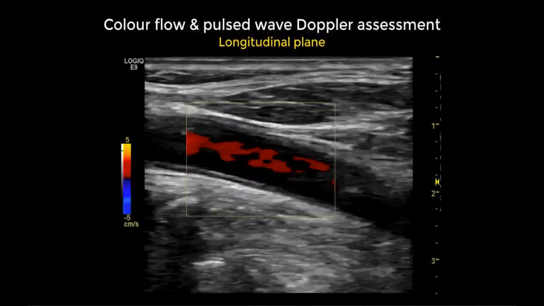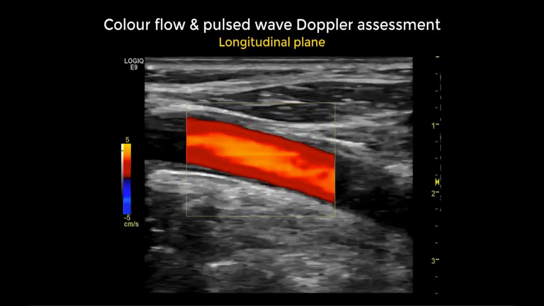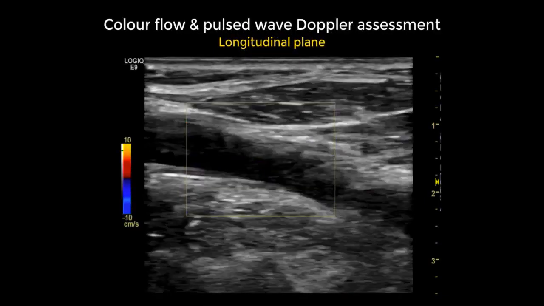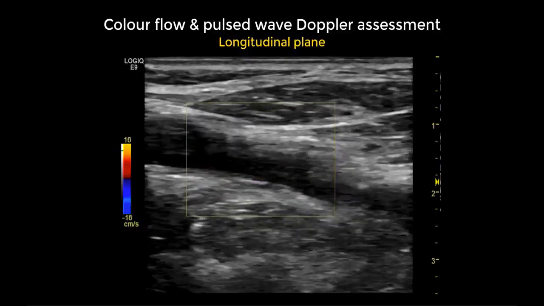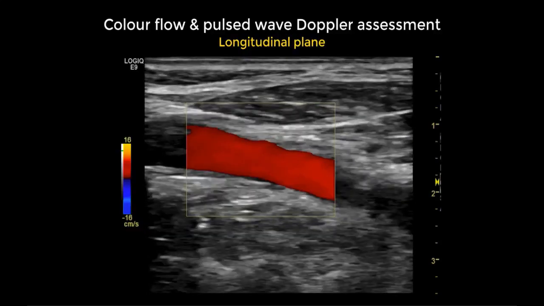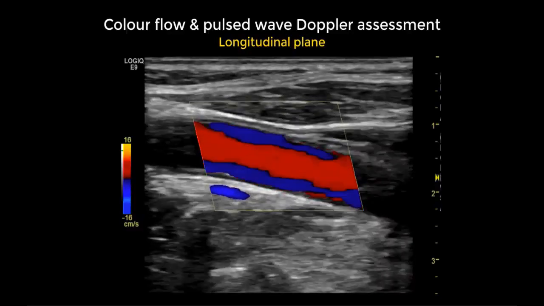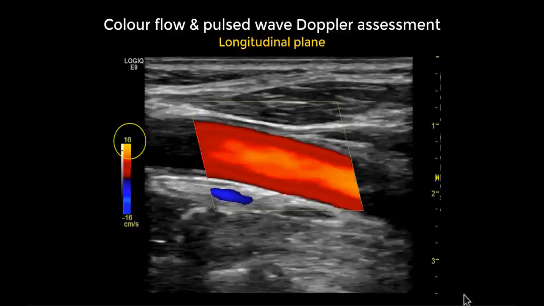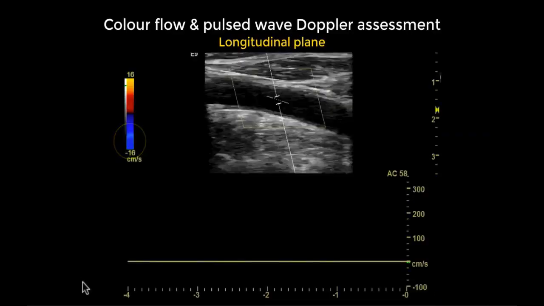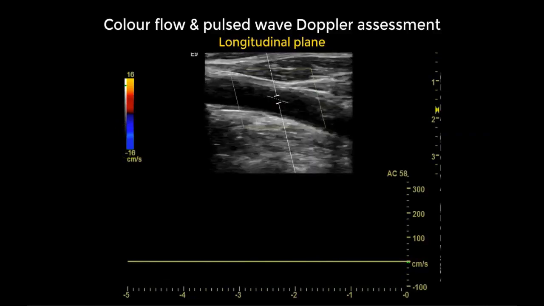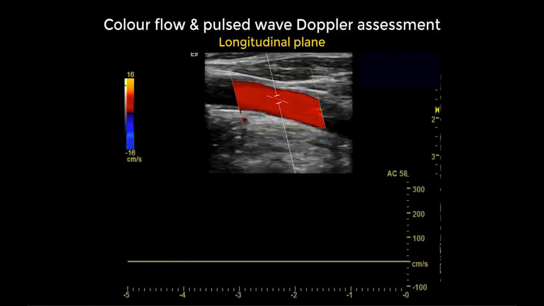We continue the assessment using the longitudinal mode. Therefore, we turn the transducer, we optimize our color box, we steer the color box parallel to the flow direction. We still have a very low scale, and we then apply the pulse wave Doppler. With the pulse wave Doppler, we obtain a Doppler waveform which is quite unusual for a common carotid artery.